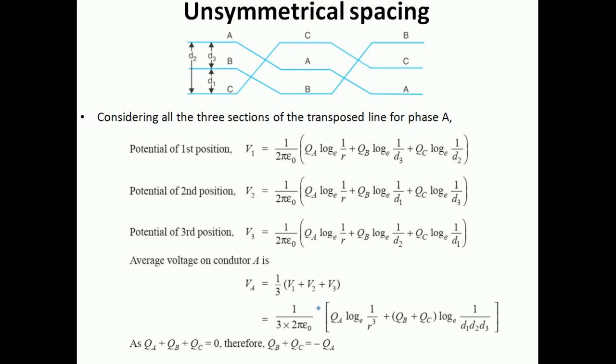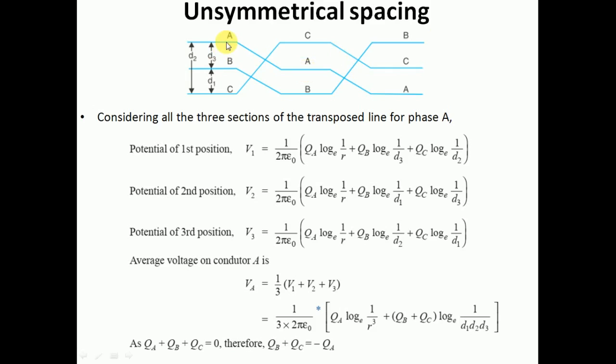As we all know, in the case of unsymmetrical spacing, definitely the phenomenon of transposition comes into occurrence. That is, the position of conductors are interchanged at equal intervals in such a way that each conductor occupies the position of the other one over an equal distance.